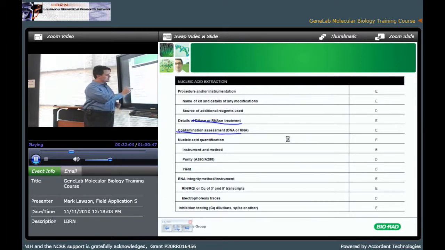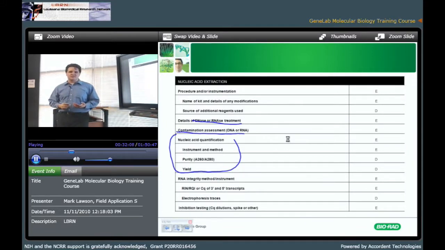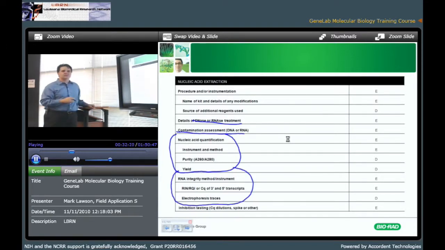Then you have nucleic acid quantification. This is spectrophotometric analysis. So that means the nanodrop, which everyone loves. But that's not enough. This is one of the areas that most people will have a little trouble with. And that is, we need a whole separate section for RNA integrity. Remember that spectrophotometry is not adequate to tell us if the RNA is still intact or completely degraded.